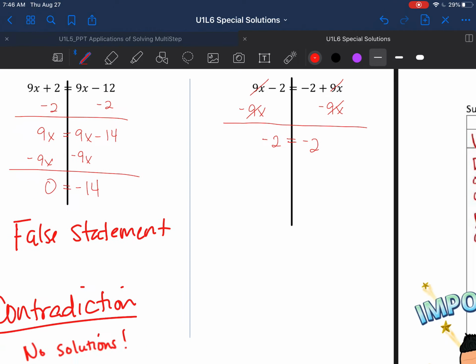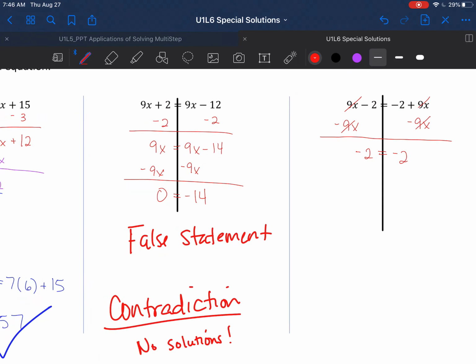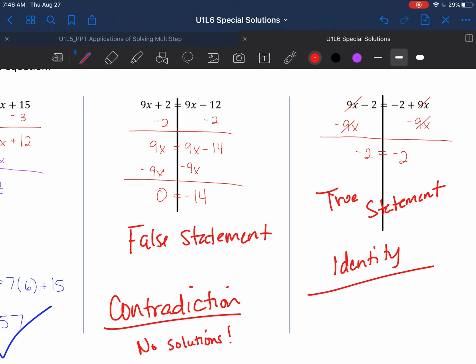So no matter what, I get an equation. Is that true? Is it false? It's a true statement. So what is it called when it's a true statement? So I'm going to go ahead and write that. This is a true statement. And what is it called whenever we have that true statement? That's called an identity. An identity means that there's infinitely many solutions. Or we can say that the solution is all real numbers.